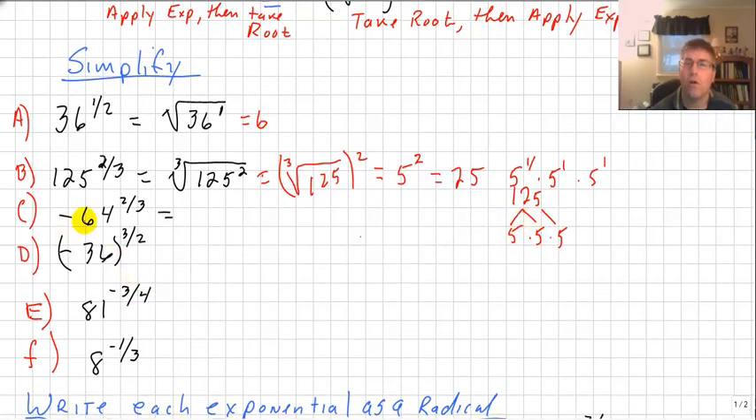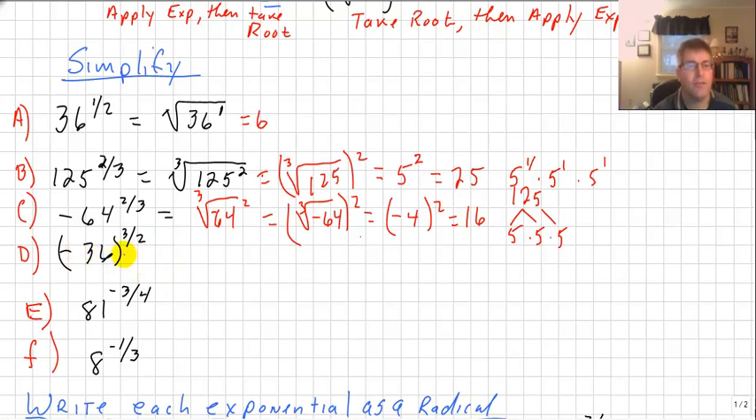Negative 64 to the 2/3 power. We have power divided by root, so it's the cube root of 64 squared. Oh, pardon me, it's negative 64, isn't it? Well, we can take the cube root of a negative number. That's not a problem. So the cube root of negative 64, and then square it. The cube root of 64 is 4, so we end up with negative 4 squared, or 16.